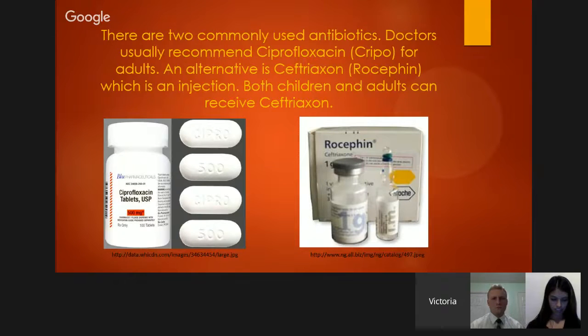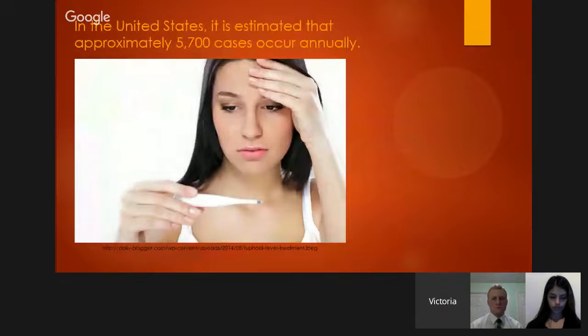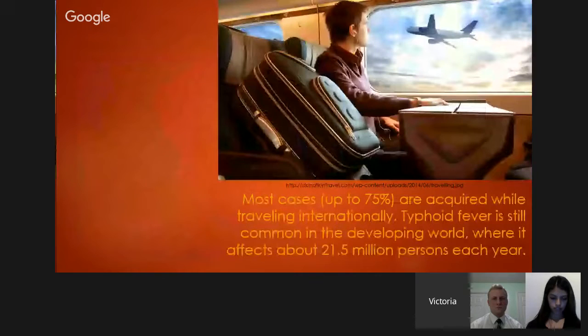In the United States, it's estimated that approximately 5,700 cases occur annually. Most cases, up to 75%, are acquired while traveling internationally. Typhoid fever is still common in the developing world, where it affects about 21.5 million persons per year.